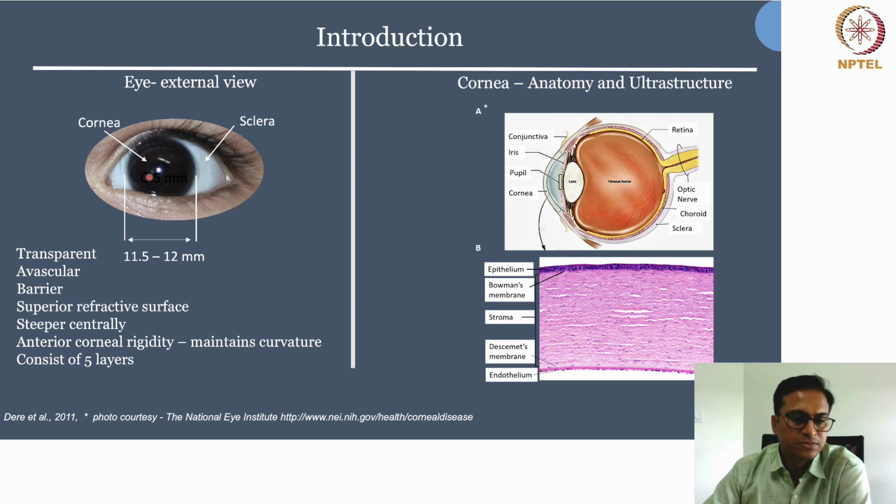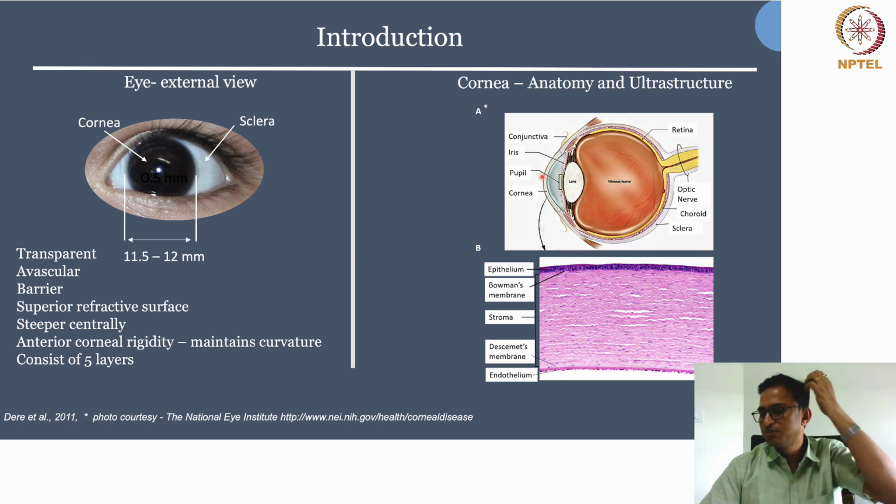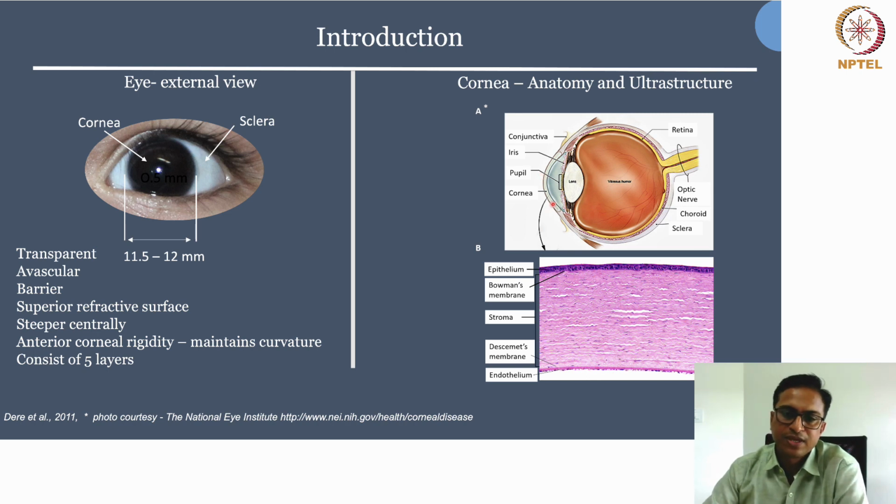Also the anterior cornea is rigid, so because of that it maintains the curvature. The cornea has a typical dome shaped structure, as can be seen here, steep centrally and less so in the peripheral area. This has to do with the rigidity. Because it is mostly collagen fibers that are present, they make a rigid corneal surface. So because of that the cornea can maintain its shape.